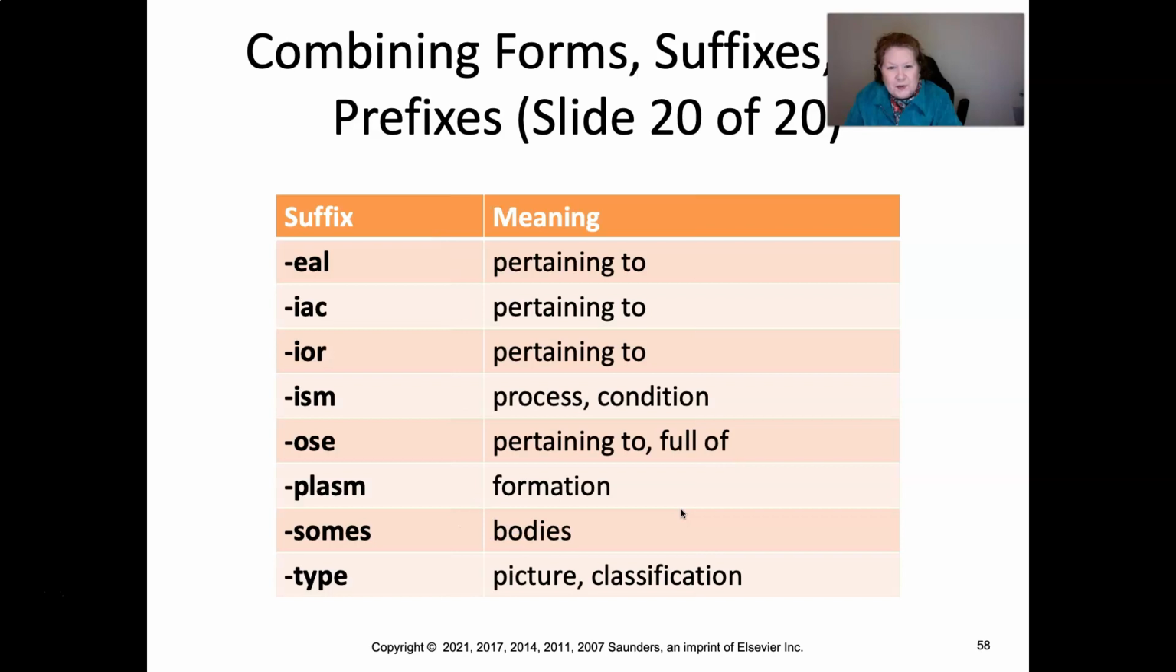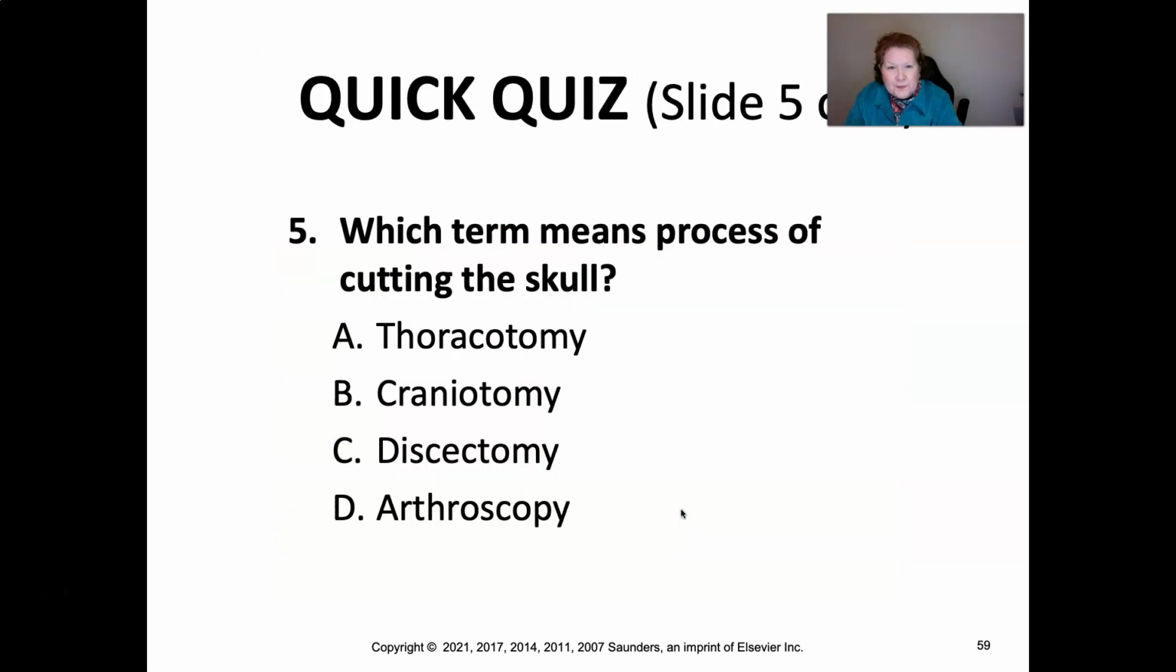And notice again, we've got several that mean pertaining to. So the first three, those are all pertaining to. But look at ous. Ous can be pertaining to or full of. So you're going to have to notice that difference. And I'm going to skip through the quiz. You can come back and do that and double check your book for the answers.